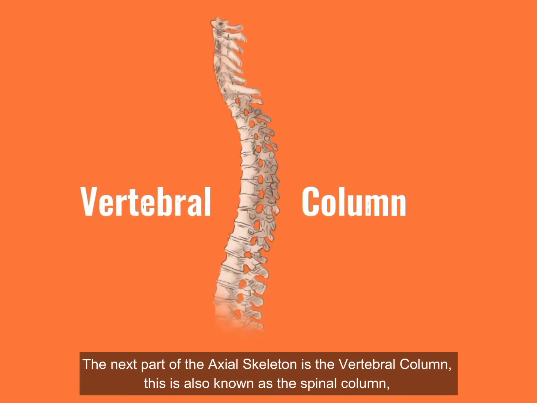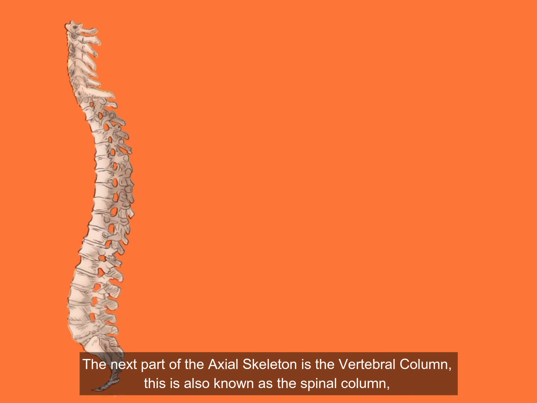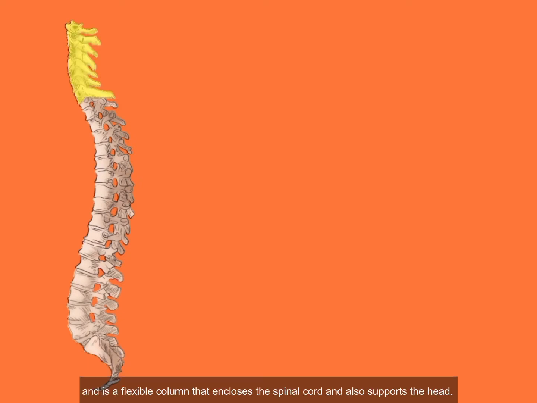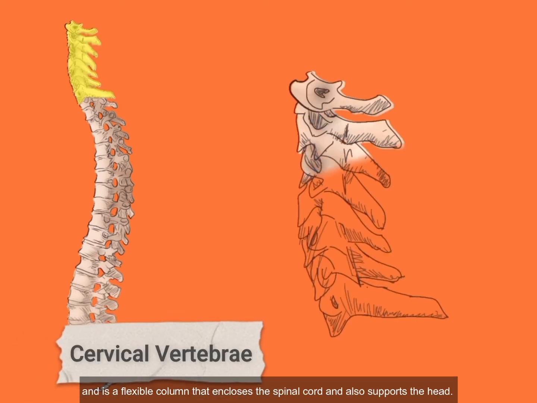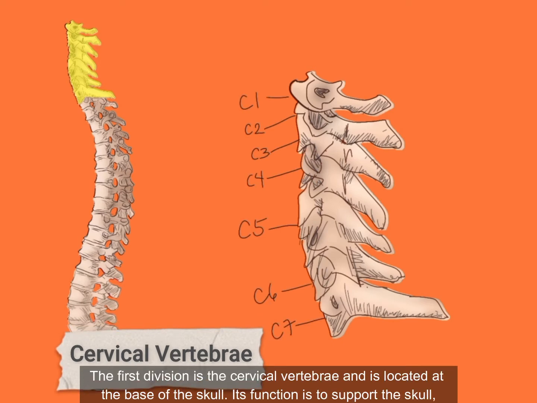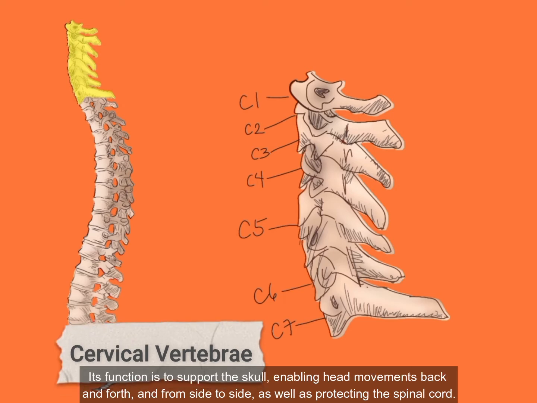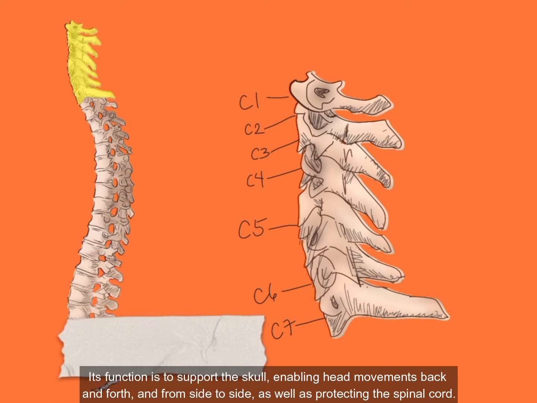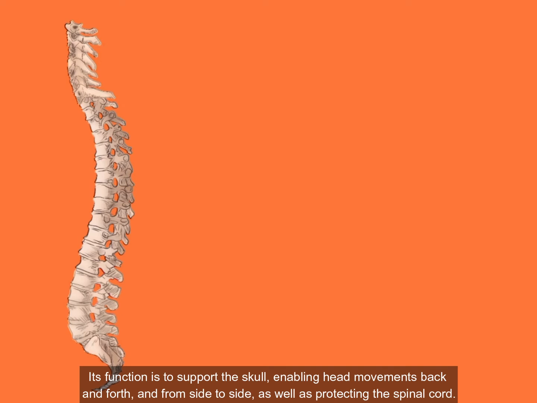The next part of the axial skeleton is the vertebral column. This is also known as the spinal column and is a flexible column that encloses the spinal cord and also supports the head. This comprises 5 divisions. The first division is the cervical vertebrae and is located at the base of the skull. Its function is to support the skull, enabling head movements back and forth and from side to side, as well as protecting the spinal cord.